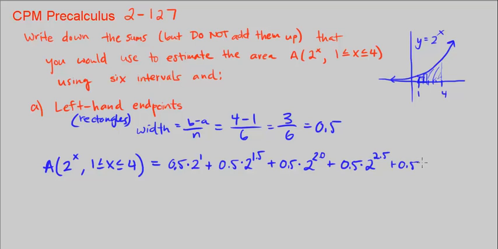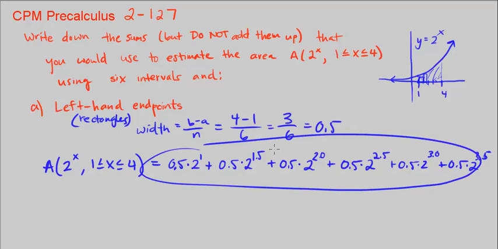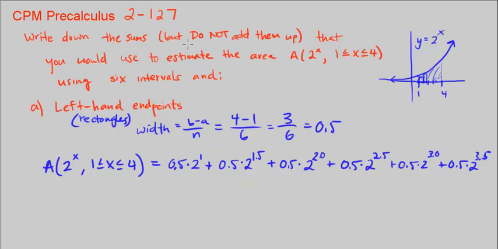Again, the next rectangle is 2, and we're adding to the power 0.5, so 3.0. And this is 1, 2, 3, 4, 5. We have 6 rectangles, so one more, 0.5 times 2 to the 3.5 power. Okay? So this is basically what I'm adding up to get my sum. I'm not going to add them up, so I'm just going to leave it like this.